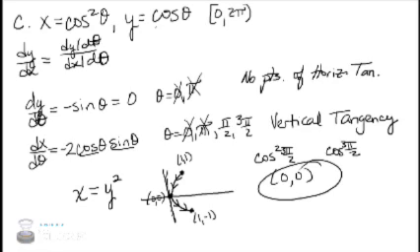Okay, so just be careful when you're doing these problems where you're looking for horizontal and vertical tangent lines, make sure that you do not use any points where both dy dt, or in this case dy d theta, and dx dt or dx d theta, both are 0.